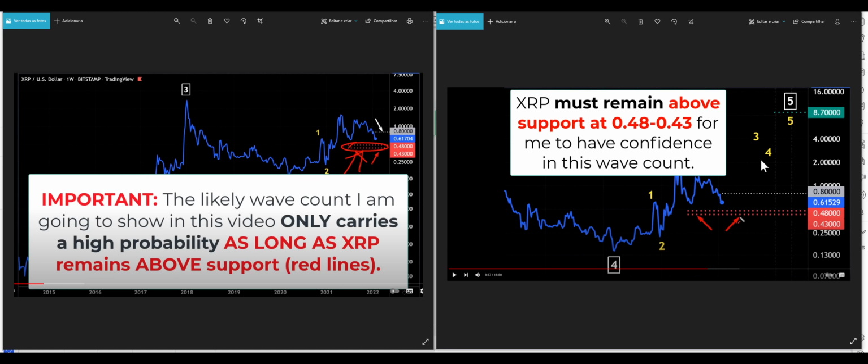Okay, because real Elliott waves will never return results like this. This is speculation. It's completely wrong. That's not even close to what real Elliott wave is. Okay.